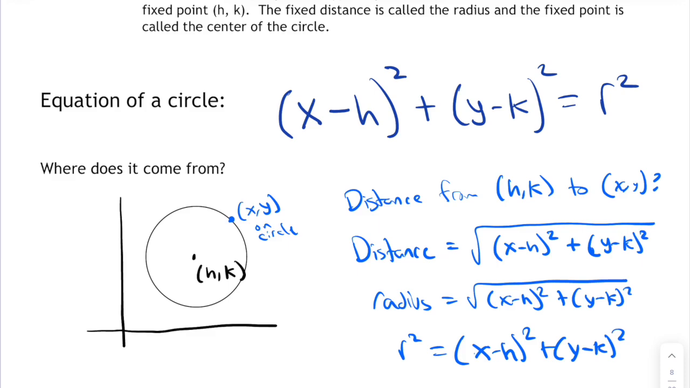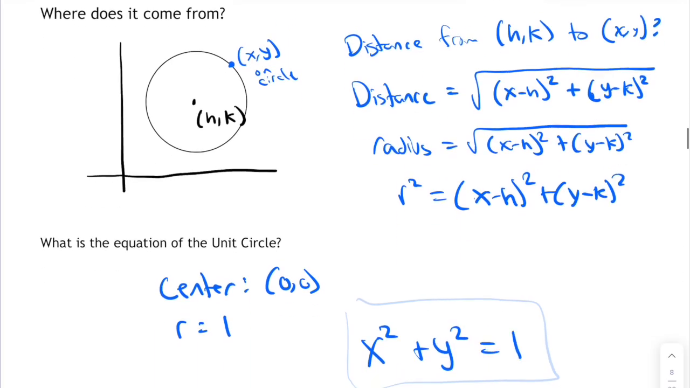So the equation of the unit circle: well, we know the center is (0, 0), and it has a radius of 1. So that gives us x squared plus y squared equals 1.